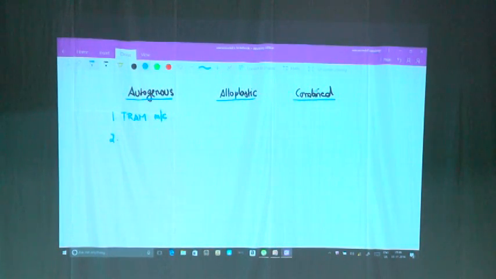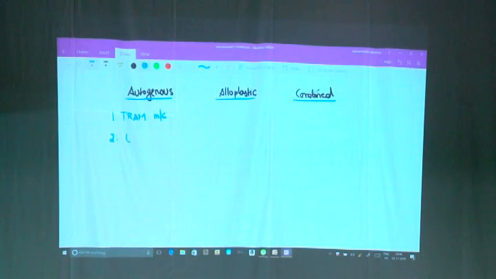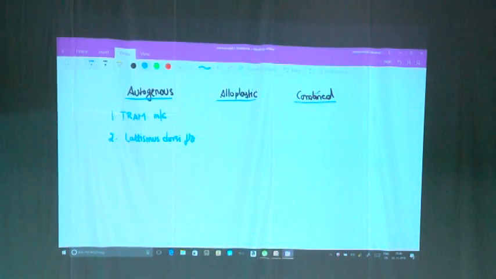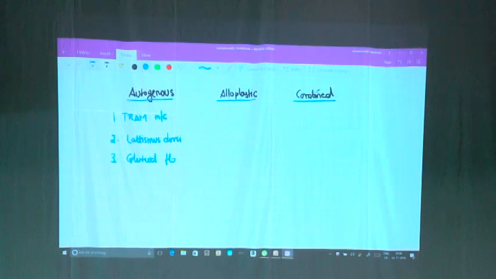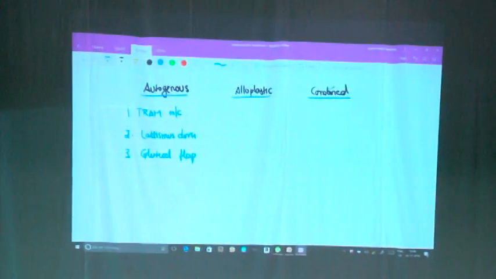If TRAM is not in the option, what is the second most common autogenous graft? You would answer latissimus dorsi flap. Next one will be latissimus dorsi flap. So second most commonly used one is latissimus dorsi flap. If latissimus dorsi is also not there, the next one commonly used would be gluteal flap. See, the one that I'm writing, everything is in order, starting from TRAM to the gluteal flap. TRAM is the most commonly used one. If it is not in the option, the next best answer to be picked is latissimus dorsi. If it is not in the option, gluteal flap.